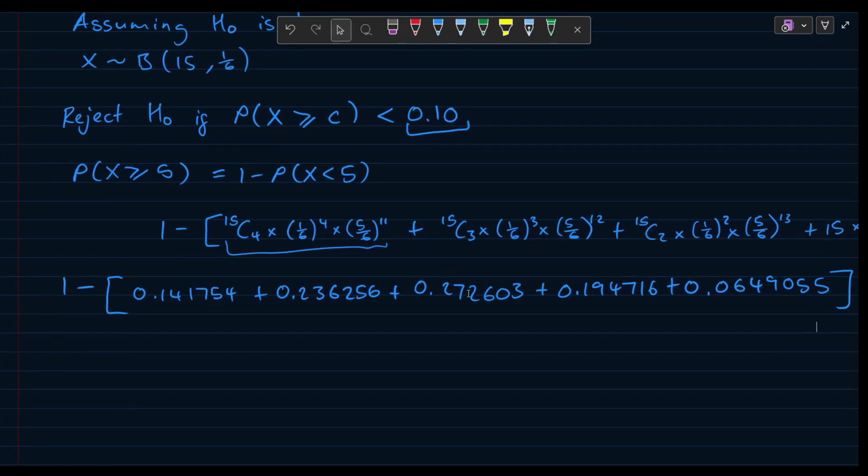Okay, so let's simplify this. This is 1 minus 0.141754 plus 0.236256 plus 0.272603 plus 0.194716 plus 0.0649055, and this gives us 0.0898. So this is the probability that x is greater than or equal to 5. Now let's compare it to our significance level.